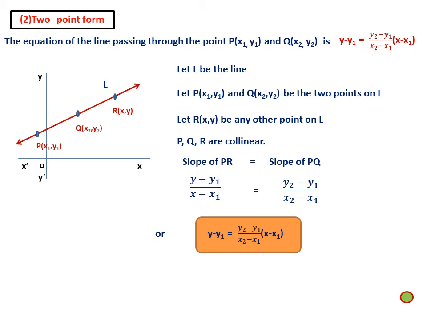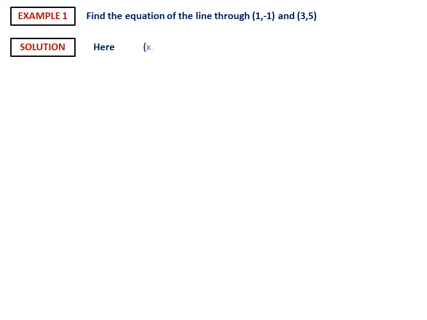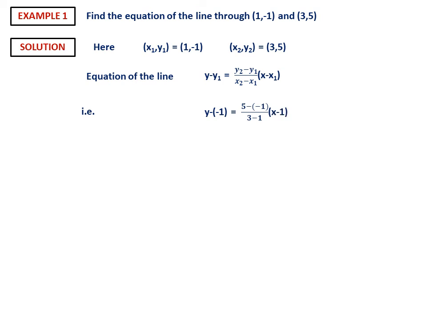Now let us take one example. Find the equation of the line through (1, minus 1) and (3, 5). So what is given here? (x1, y1) is (1, minus 1) and (x2, y2) is (3, 5). In fact, you can take any one point as (x1, y1), any other point as (x2, y2). Now the equation of the line, first write the equation: y minus y1 equal to (y2 minus y1) divided by (x2 minus x1) into (x minus x1). Substitute. So y minus minus 1 equal to (5 minus minus 1) by (3 minus 1) into (x minus 1).